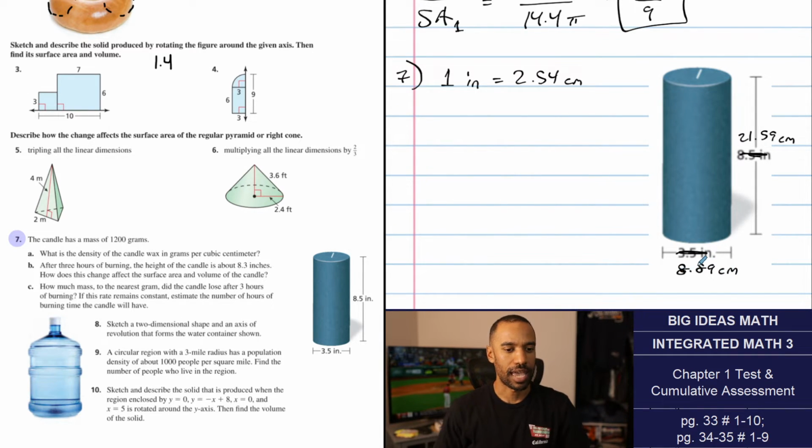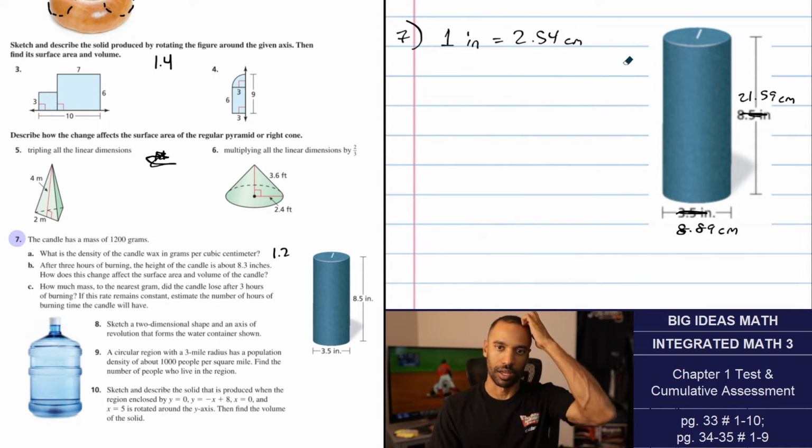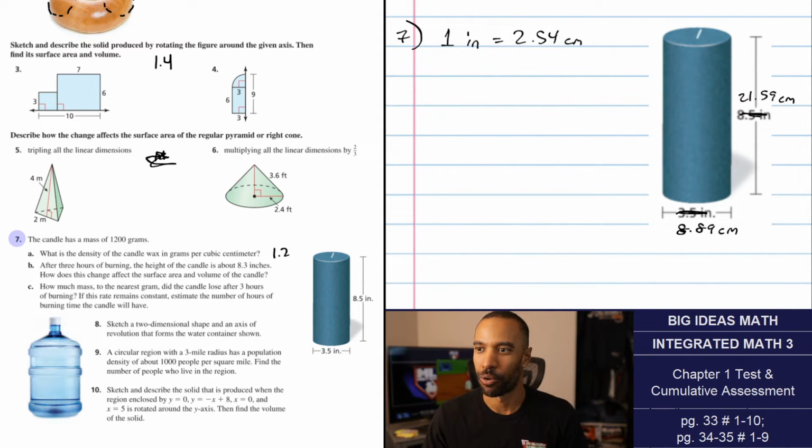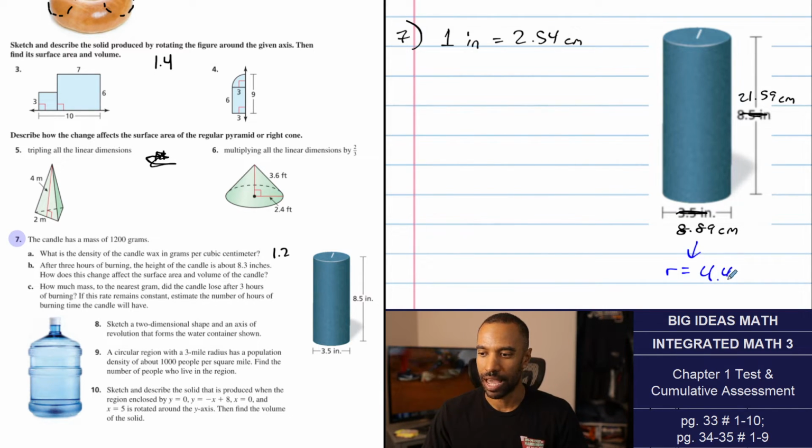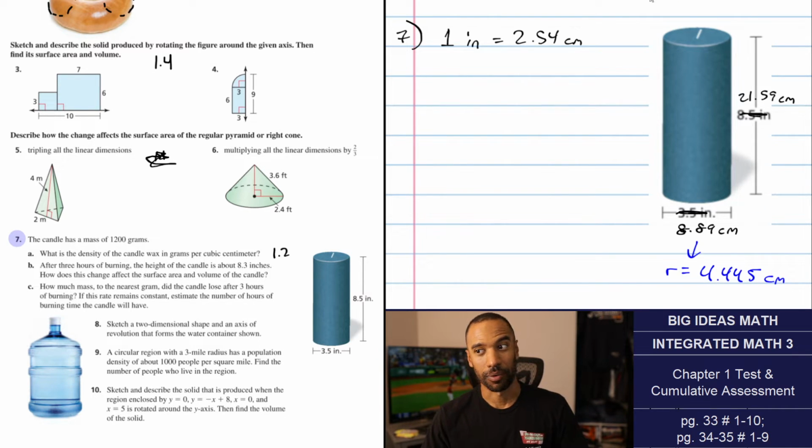Because they talk about density in terms of grams per cubic centimeter, we have 1,200 grams of mass. Full disclosure, I started to do the problem, and then I realized, hold on a second, this is diameter, so I need radius. I'm going to divide this number by 2. We divide diameter by 2 and we get radius. So r is 4.445. There's a lot we're going to have to do here, guys.